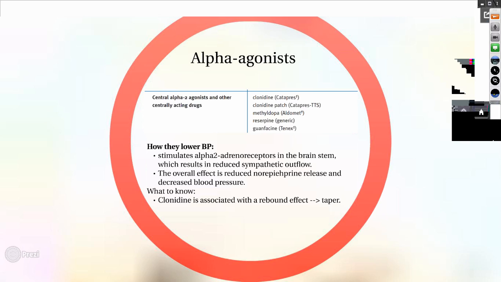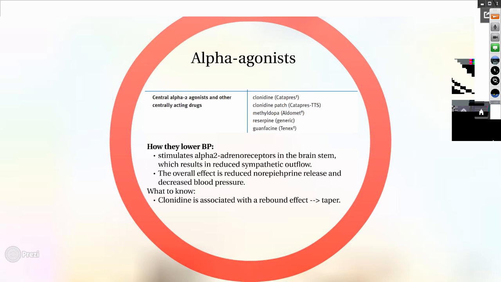What to know about these drugs is, for example, clonidine is associated with rebound effects. Rebound hypertension occurs when you have a drug that's decreasing your blood pressure, and when you abruptly stop it, you have the opposite effect occur. So if this drug is decreasing your blood pressure and you abruptly stop it, now you're going to have a surge or increase in blood pressure, a rebound effect. That is why clonidine should be tapered off.